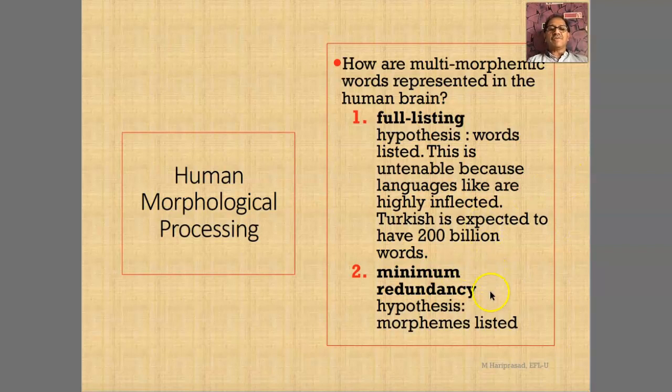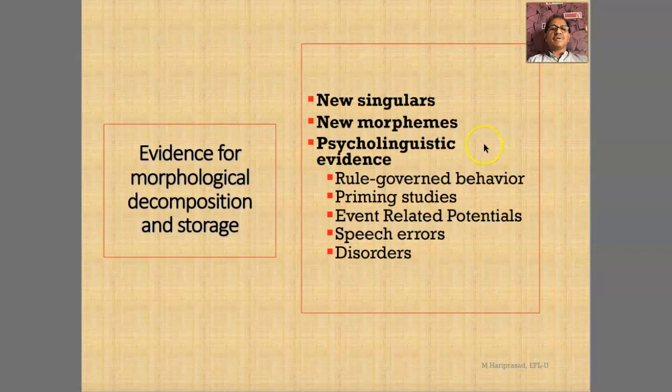What is the evidence for the minimum redundancy hypothesis? We get evidence from three different sources: new singulars, new morphemes, and psycholinguistic evidence.